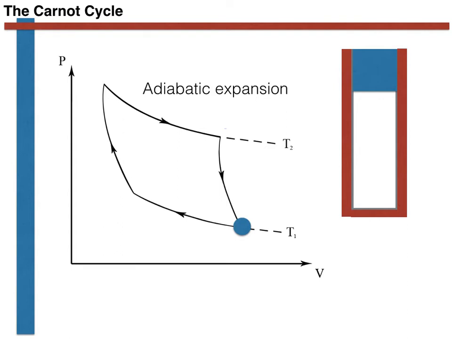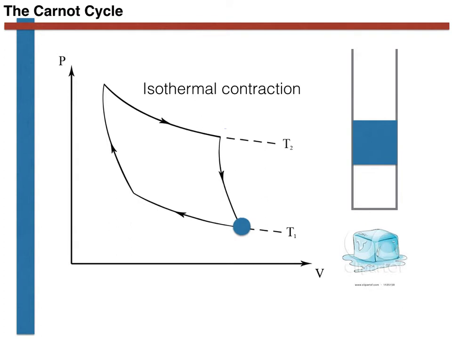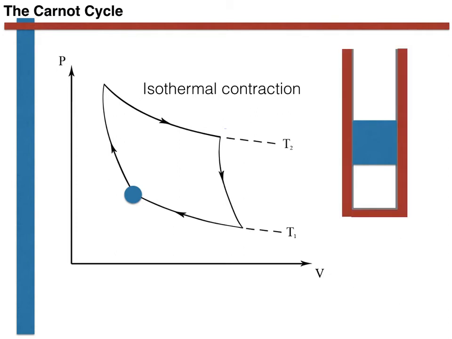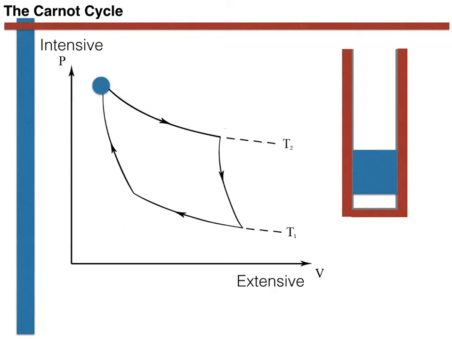In the third step, the system is placed in contact with a heat sink, and the gas is contracted isothermally. The heat sink is then removed, the thermal lagging is placed around the system once more, and the system is compressed adiabatically so that the temperature of the gas increases. I have shown that the Carnot cycle is useful because it allows us to give a precise definition of temperature.